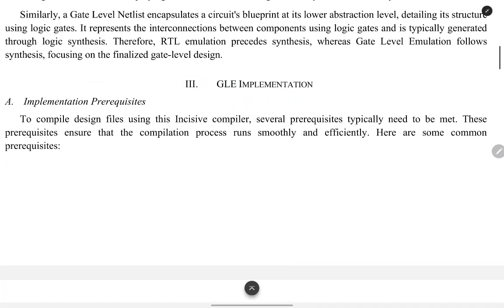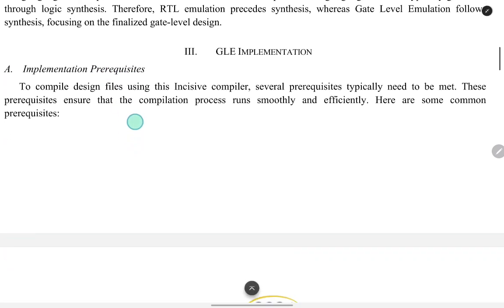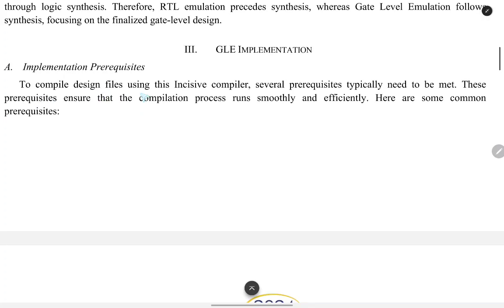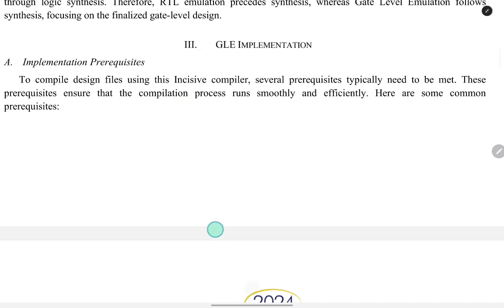Chapter 3. GLE Implementation. A. Implementation Prerequisites. To compile the design files using the Incisive compiler, several prerequisites typically need to be met. These prerequisites ensure that the compilation process runs smoothly and efficiently. Here are some common prerequisites.